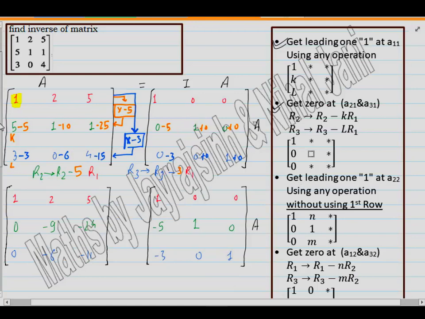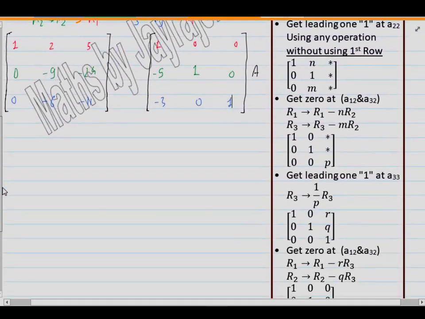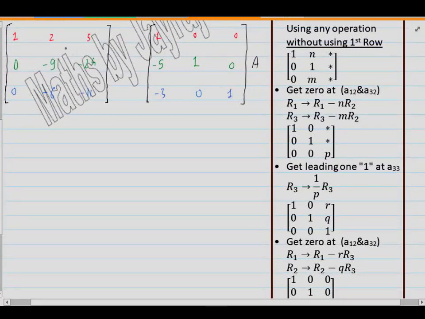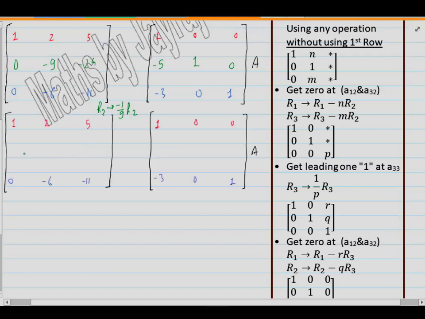Now it's time to get a leading one at the A22 point, and that can be done without using the first row. Here the preferable option is taking minus 9 common from the second row. I mean to say, we have to take R2 gives 1 by 9 R2. So the first and third rows will be as they are. Our second row will be 0, 1, 8 by 3, minus 5 by 9, actually plus 5 by 9, minus 1 by 9 and 0.